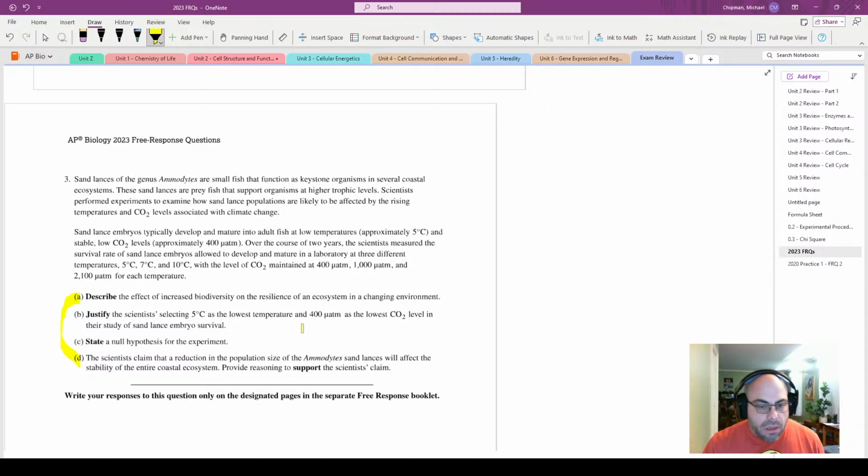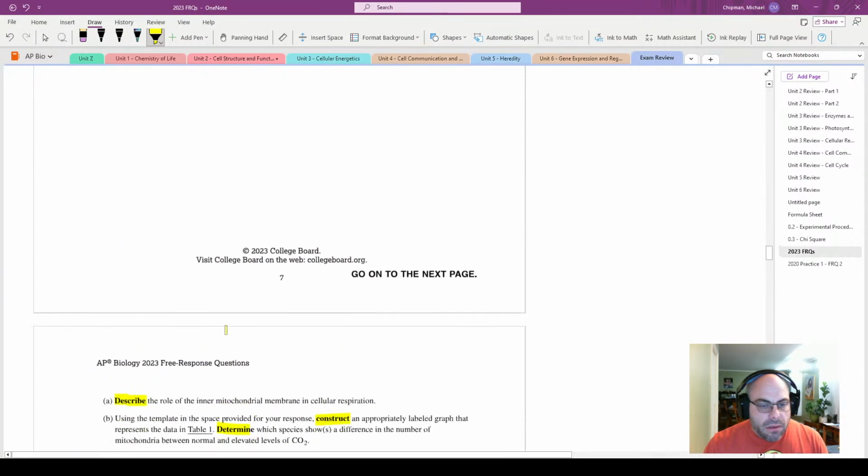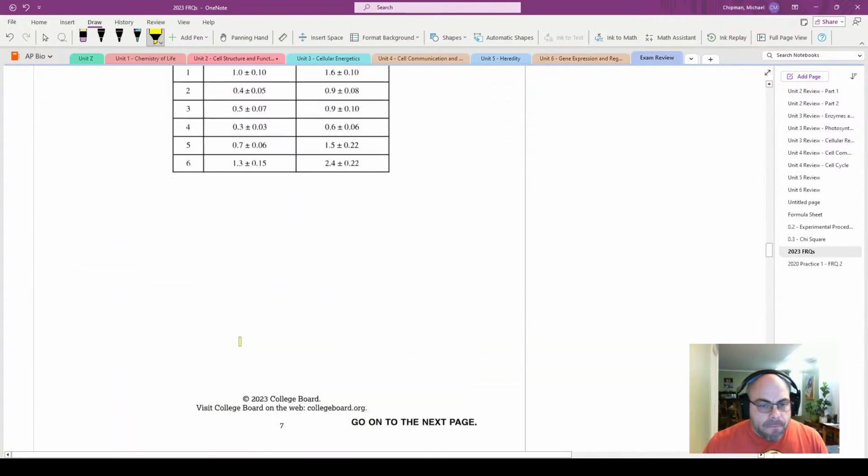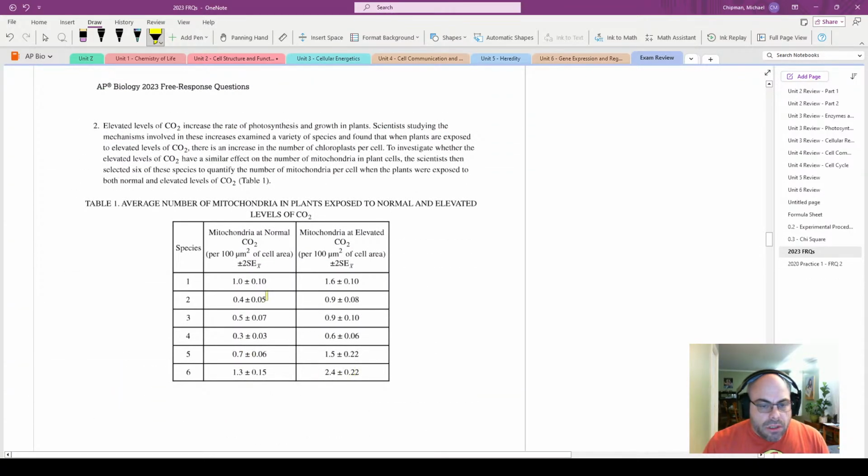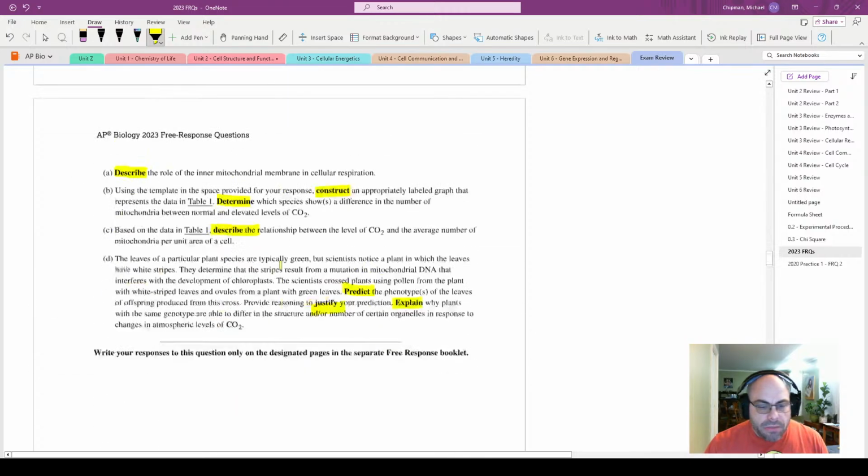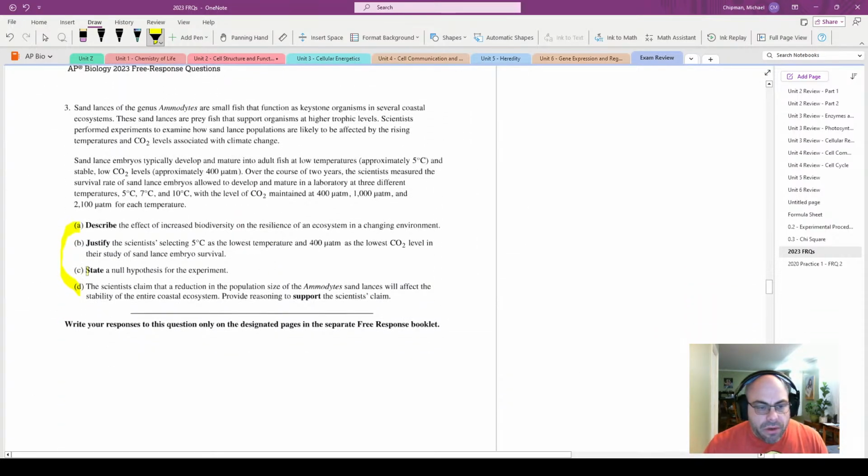Talk about the null. Talk about part C: what is the null hypothesis? You mean to describe the control group maybe from up here? So in this particular one, it'd be normal. The normal CO2 would be the control group. I'm sorry, I'm not following your question.